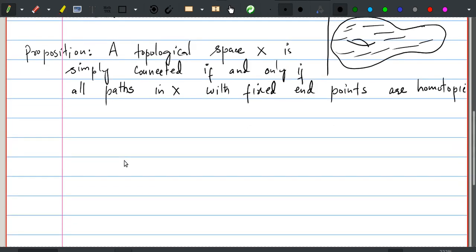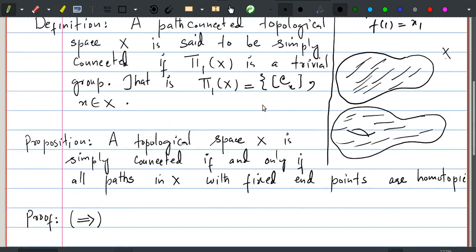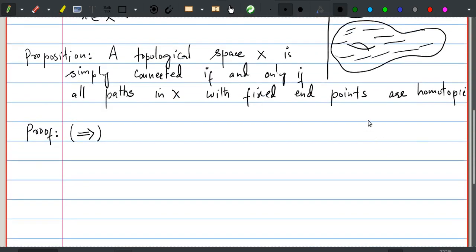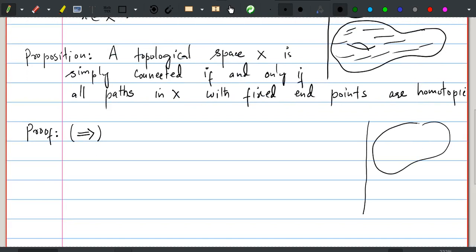So let us prove this. We'll first prove this direction, that is, we first consider X to be a simply connected space, then we prove that any two paths in X are homotopic. So let us suppose we have the space X here, and there are two paths, this is path F and this is path G. So we can cook up a homotopy H which proves that these two maps F and G are homotopic to each other.